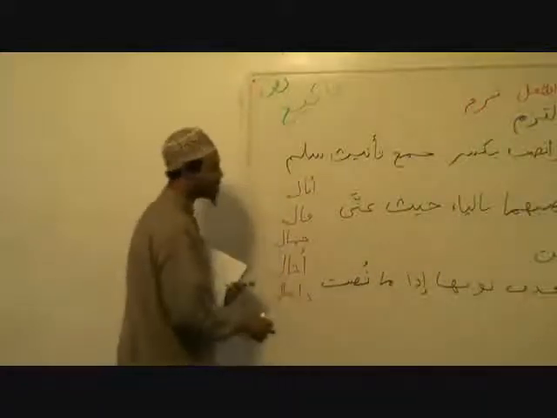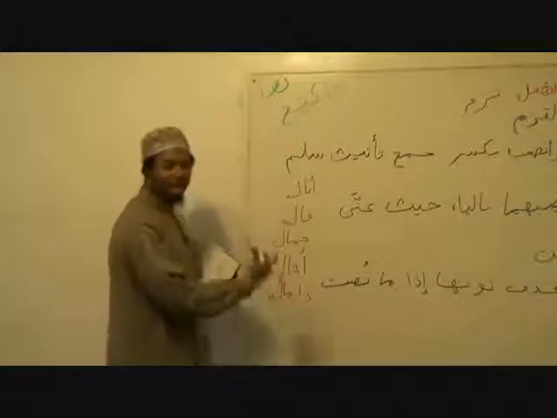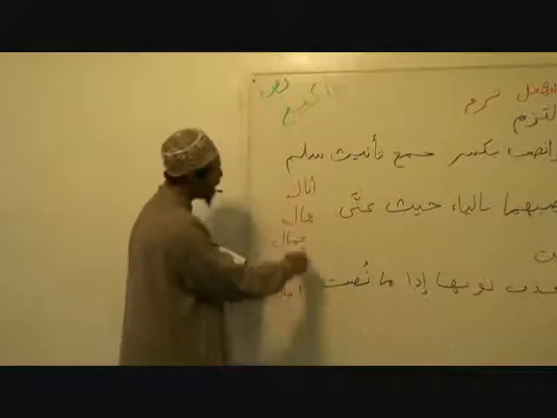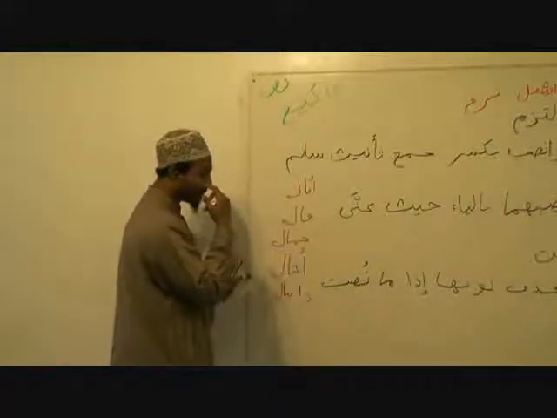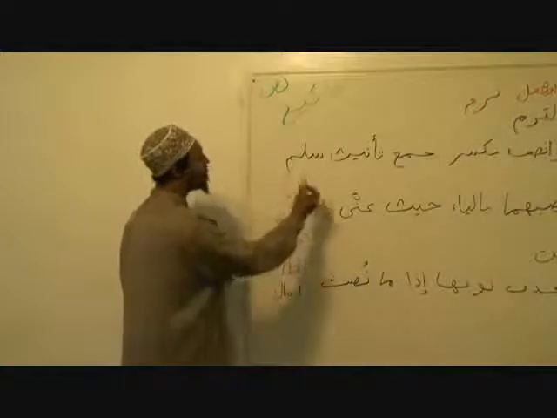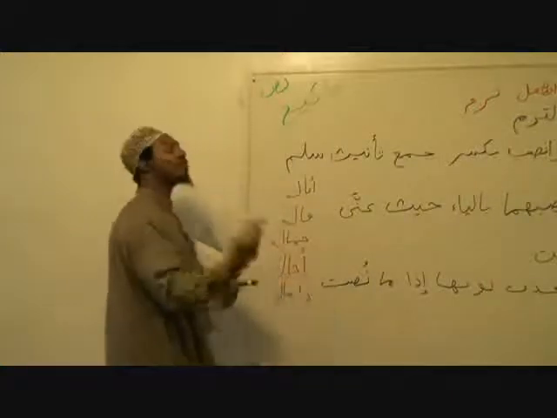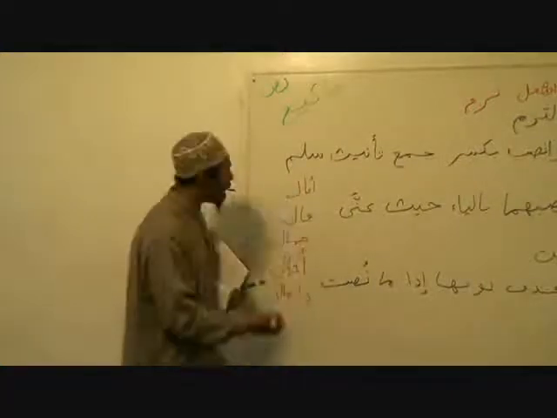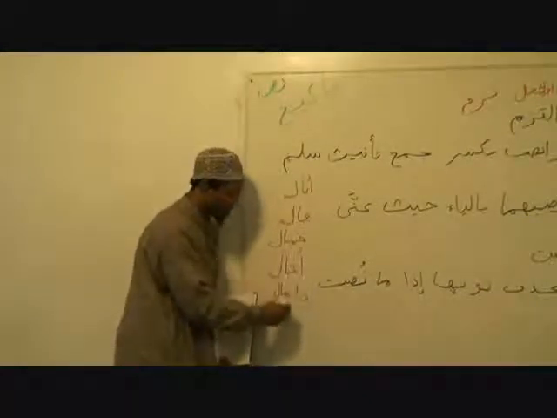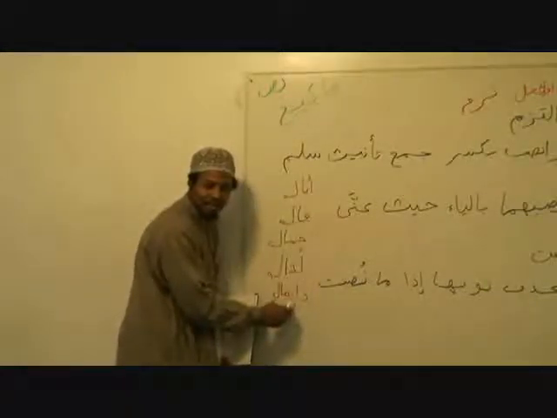kasra. Dha malin. So these are the names: abuki, hamuki, dhu malin, fuki. These are the five names that in the raf' carry a dhamma. Now in the nasb they carry a fatha. You guys follow me?